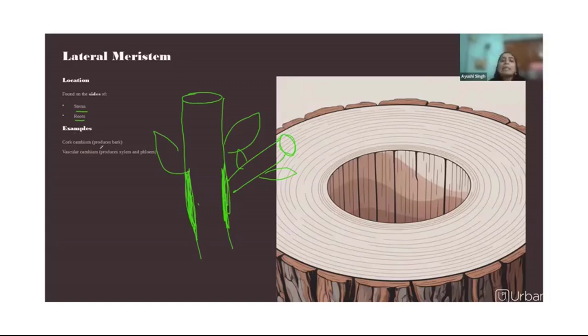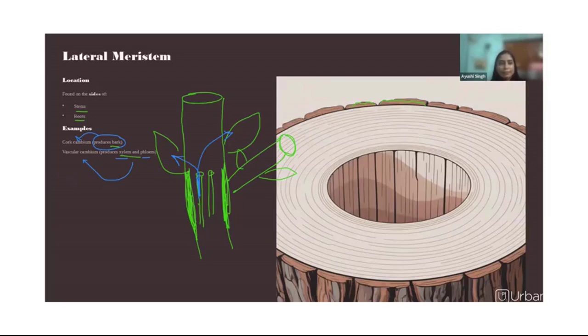It helps in producing bark. Bark is the woody covering of a tree. It also helps in producing xylem and phloem, so it makes the conducting vascular parts of the plant, through which water and food will be conducted to different parts of the plant. So lateral meristem is helpful in these things. The lateral meristem which makes bark is called cork cambium, and the meristem responsible for producing xylem and phloem is considered to be vascular cambium.